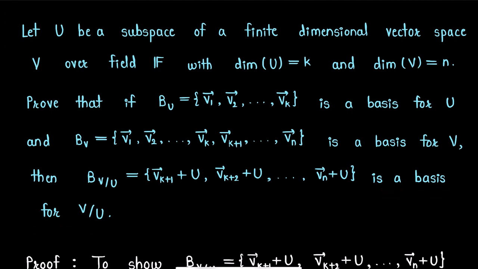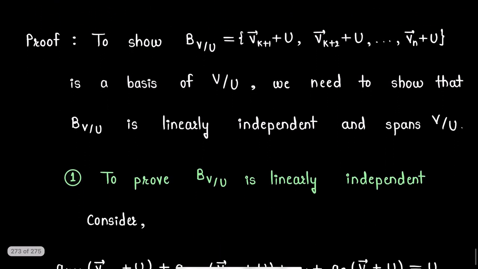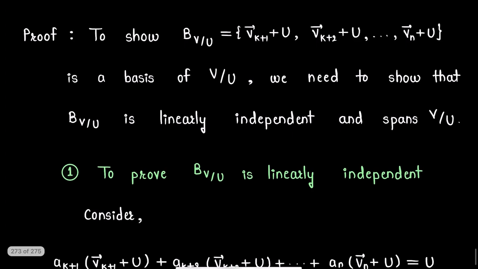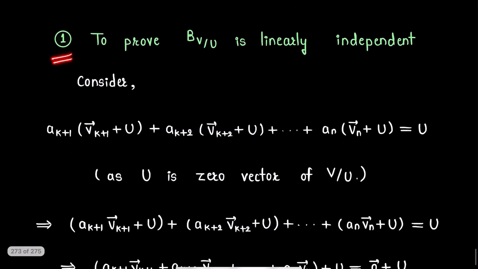Now note that for any vector space V, basis is a set which is linearly independent and which spans the vector space V. So in order to show that the set BV modulo U containing these cosets is a basis for the quotient space V modulo U, we need to show that this set is linearly independent and spans the vector space V modulo U. So we will do this. So firstly we will prove that this set is linearly independent.